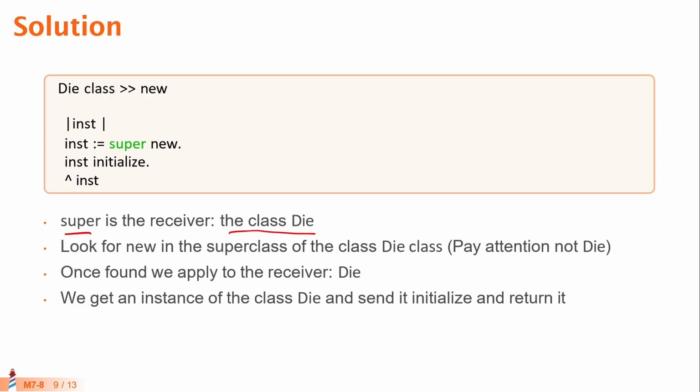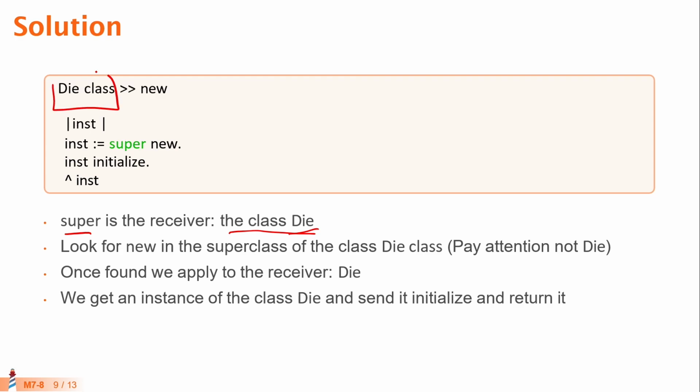So super new will do a message send to super, which in this case is a die class, but it will change the method lookup. If you remember, when we used super, what happened was that the method lookup was changed and the lookup started from a different place. In this case, actually every time, it will start from the super class of the class where the current method is defined.